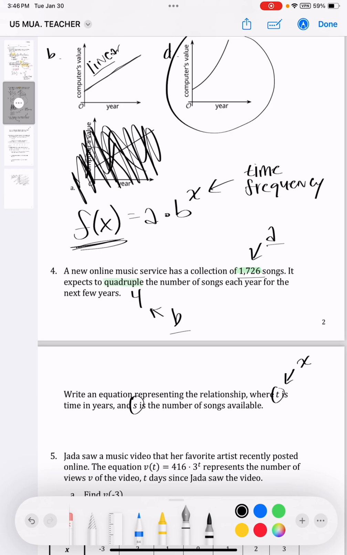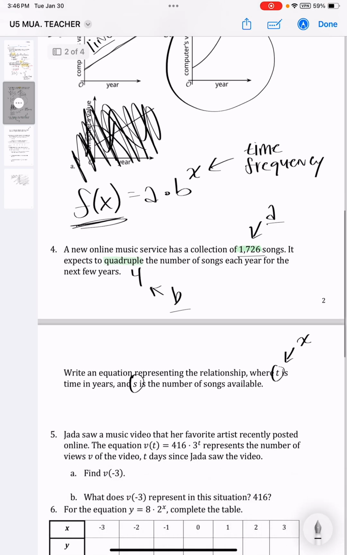We know that we're trying to calculate the number of songs, so our final answer will be blank number of songs. So if S represents the number of songs, then our final answer has to be S equals something. We don't know how many years we're calculating just yet. It's just asking us to create an equation. So we can go ahead and use those quantities that we've already pulled apart from the problem to create our equation. So our A value is 1,726. Our multiplier is 4, and our exponent is T. That is your final answer.